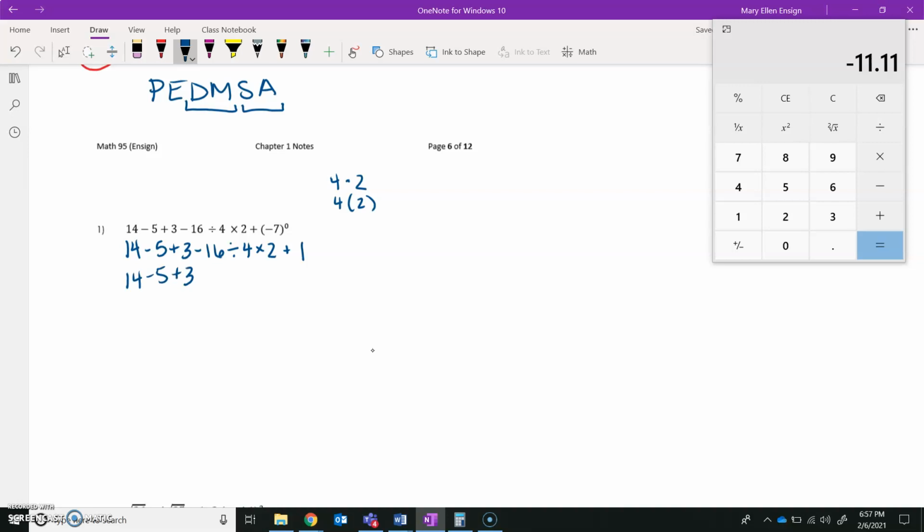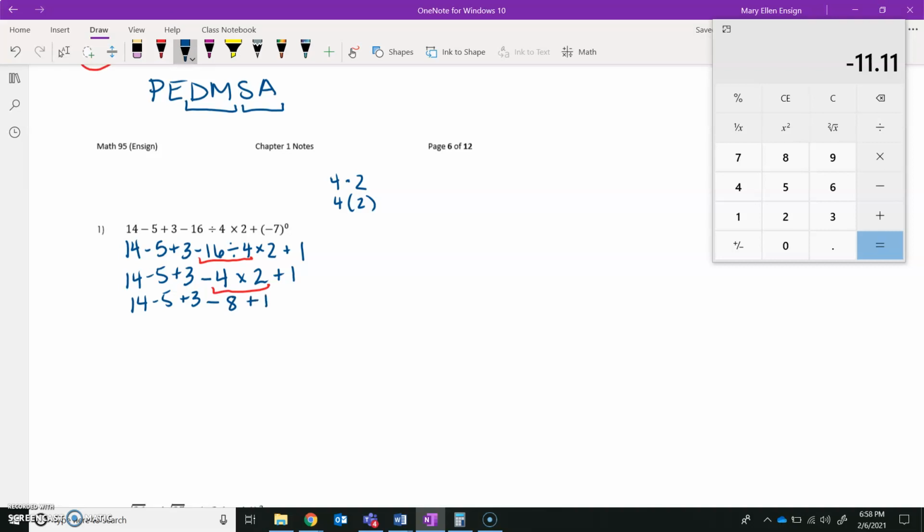We have negative 16 divided by 4 is going to be negative 4. So this part right here is what we did first. And then I keep writing times 2 plus 1. Okay, so then I go through again and I'm going to do multiplication next. So I do 14 minus 5 plus 3. And I'm going to be doing these two numbers right here. So negative 4 times 2 is negative 8, and then I just bring down the plus 1.